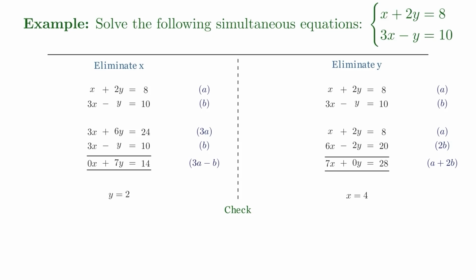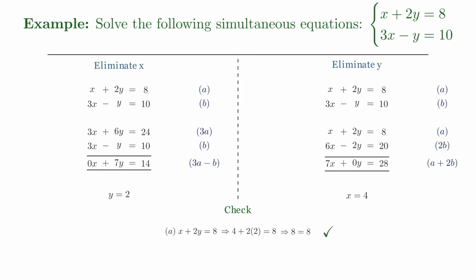In equation A, I had x plus 2y equals 8. So substituting in the values for x and y, I get 4 plus 2 times 2 equals 8. And this gives me 8 equals 8. So the first equation is satisfied.